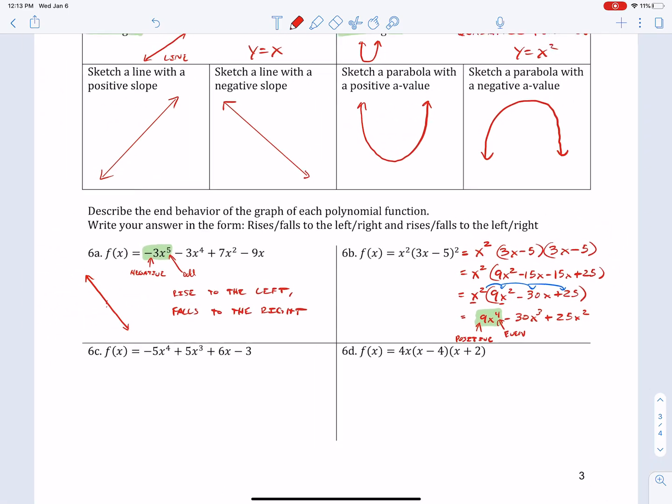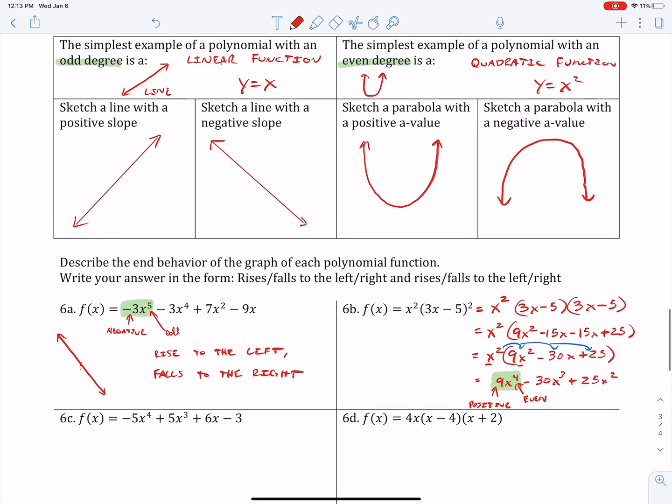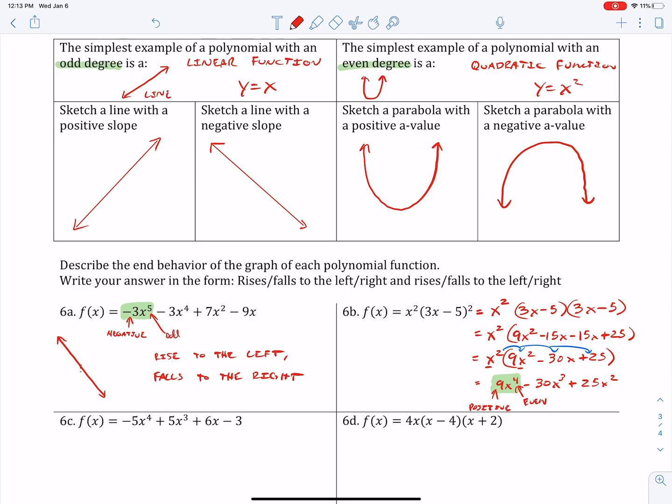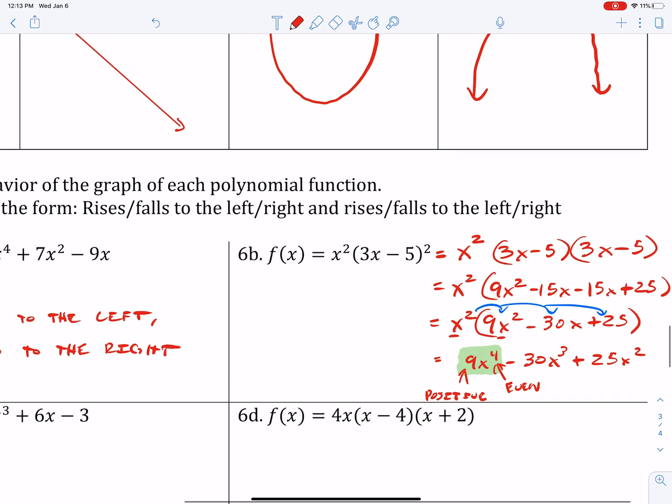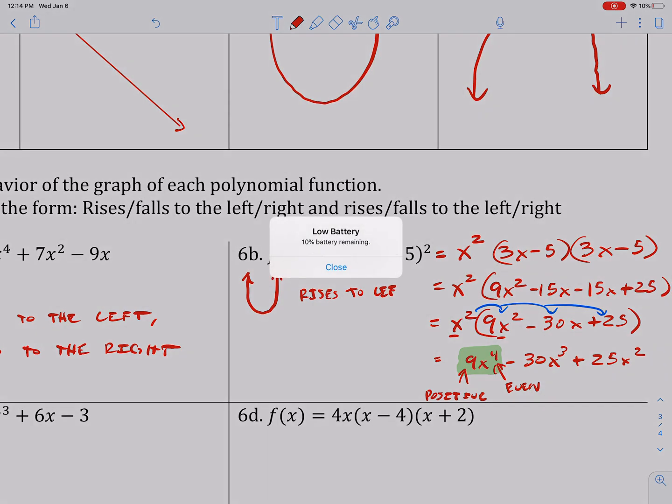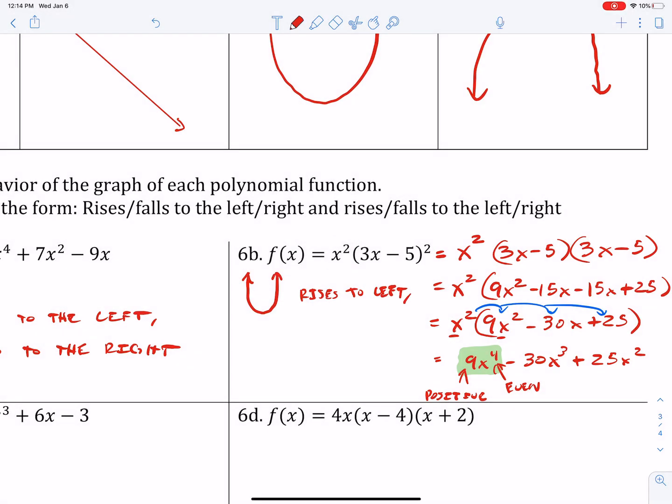So I need to look at this up here. It says the simplest example of a polynomial with an even degree, that's what I have, is 4. So I know it's going to be a parabola. Well, my coefficient is positive, so I'm going to have a positive parabola. Okay, let's just draw it first this time, and now we'll have our answer. Well, what this is, it rises to the left, comma, rises to the right.